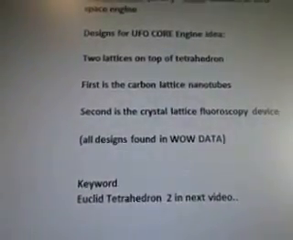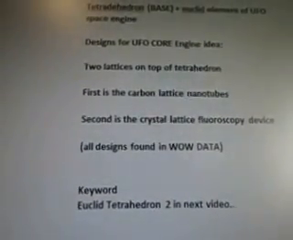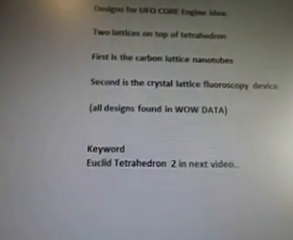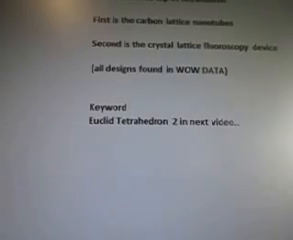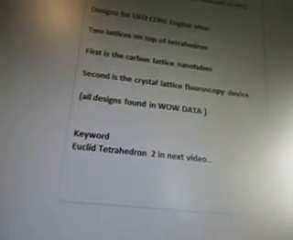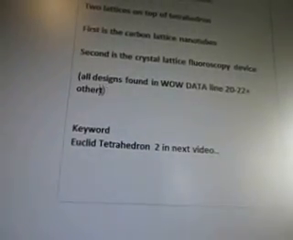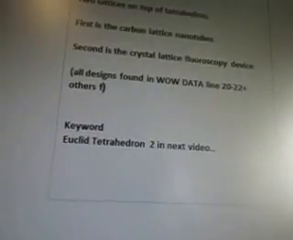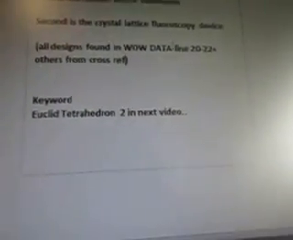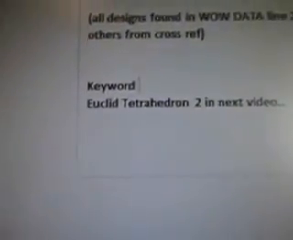Designs for the UFO core engine idea are two lattices on top of a tetrahedron. First is the carbon lattice nanotube. Second is the crystal lattice fluoroscopy device. There's that word again. All designs are found in the WOW data. And we got... Let's go with line 20 to 22, just to be on the safe side. Plus others, which I don't know yet until I do the cross-reference. Others from cross-reference. There we go. So the keywords Euclid, tetrahedron 2 in the next video.